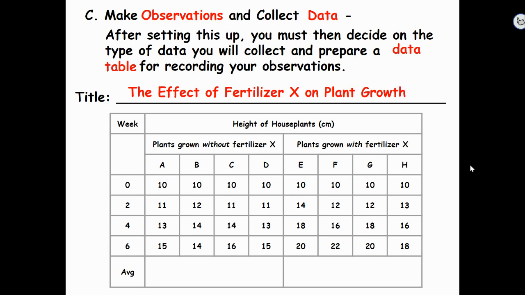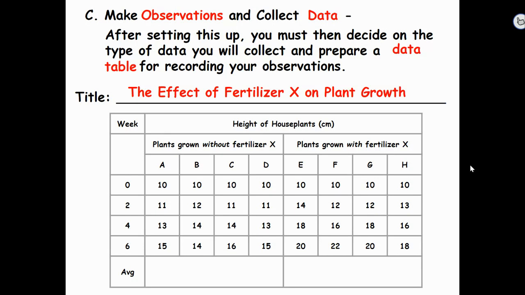You can always create the title by starting with the effect of. And then you punch in whatever your variables are. Independent and then dependent. So you could say the effect of independent variable on dependent variable. You can do that for every single one that we do. In this instance, it's the effect of fertilizer X on plant growth. Fertilizer X is our independent variable. Plant growth is our dependent variable.